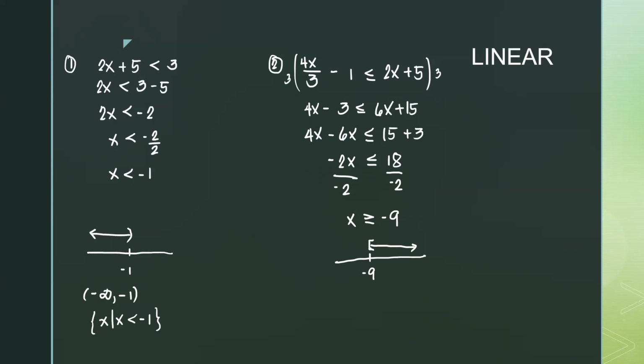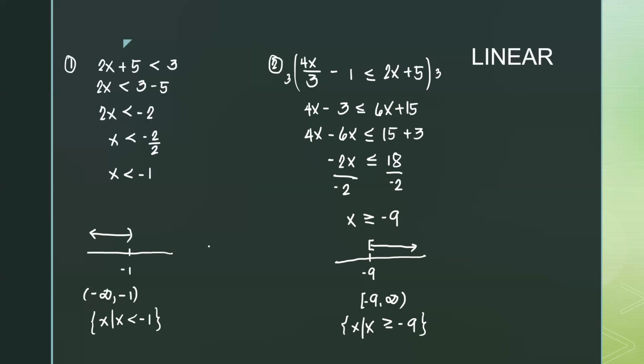Bracket, very good. Okay, what would be the interval notation? Can you tell me? So from negative 9 going to positive infinity. Again, ang infinity, we can never put a bracket on infinity. It's always parenthesis. Can you give me the solution set? Actually, ang solution set natin ay nasa taas. So, x such that x greater or equal to negative 9.